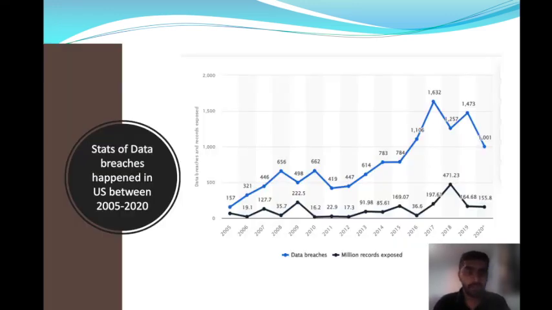Now I'm going to show the statistics of data breaches that took place in the US between 2005 and 2020. From the statistics, it is pretty evident that during the period of 2005 to 2012, the data breach levels in the US were comparatively low, whereas after 2012 there is a humongous surge in data breaches in the US, and 2017 denotes the highest peak. So it is evident that with the advancement and evolution of technology, data breach is the biggest legal risk that businesses face today.